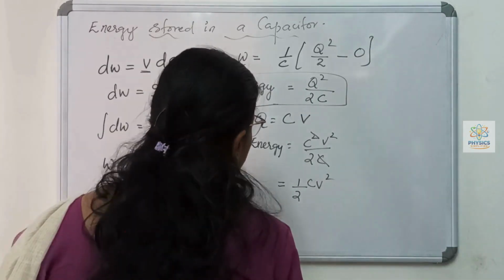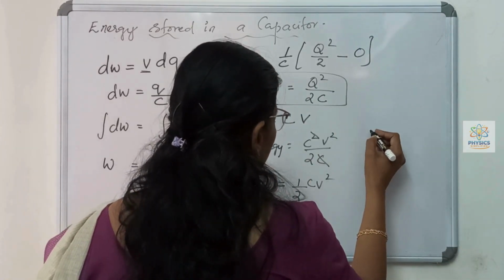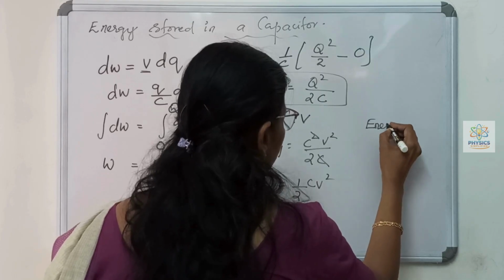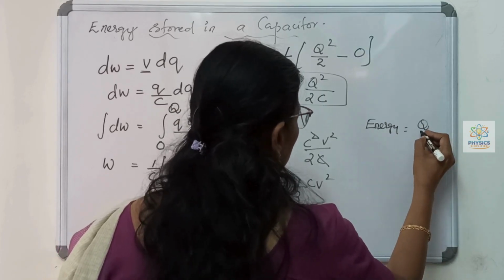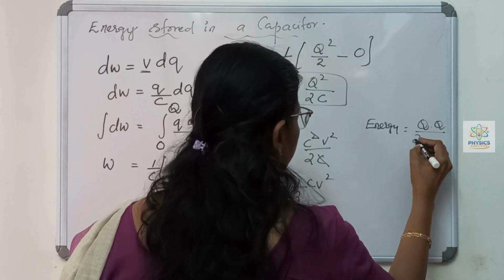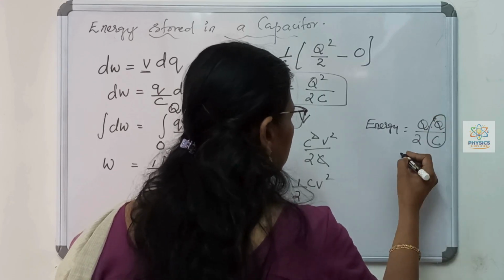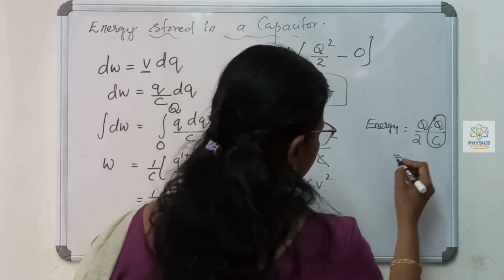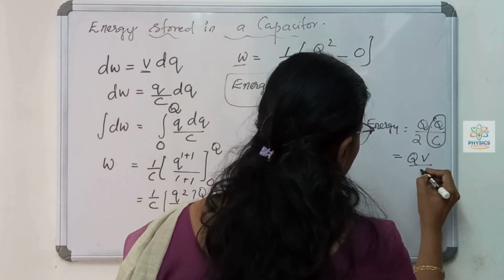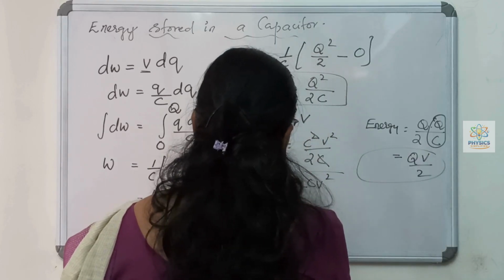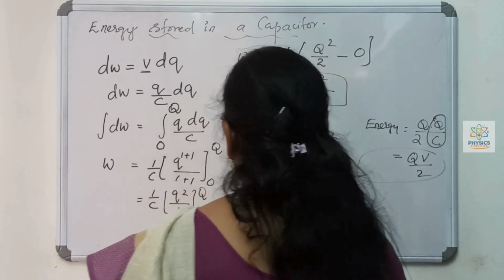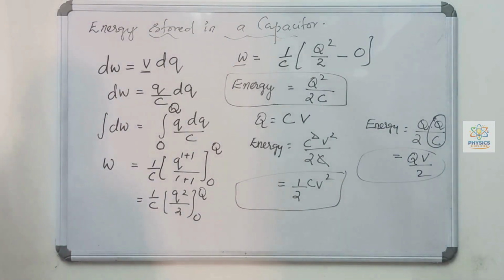And for the second equation, we can consider energy is equal to q into q by 2 into c. We know that q by c is equal to v. So we will get the relation qv by 2. So to calculate the energy stored in a capacitor, we have to use three relations. One is q square by 2c, another one is half cv square, and the next equation is qv by 2.